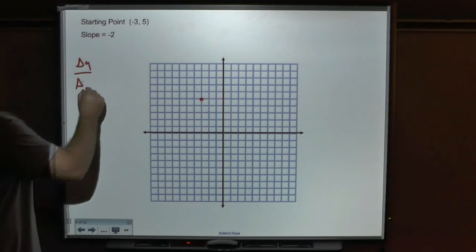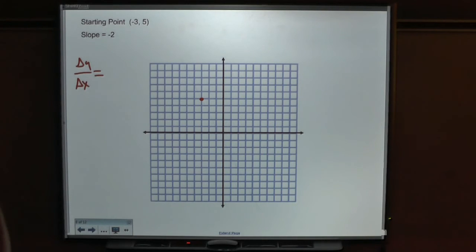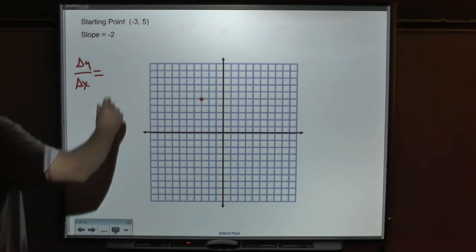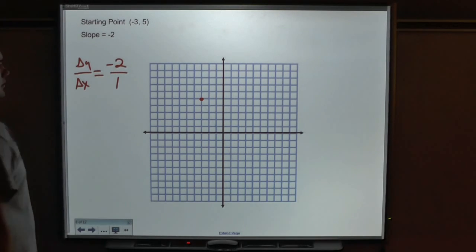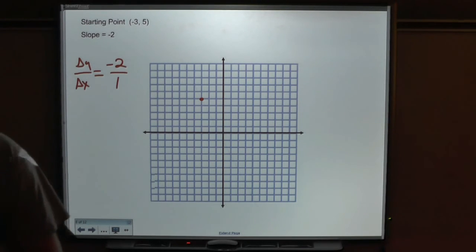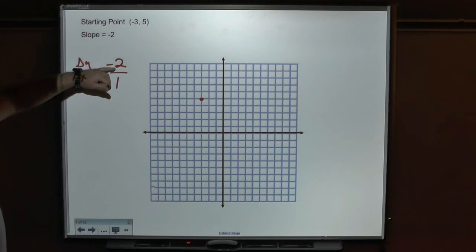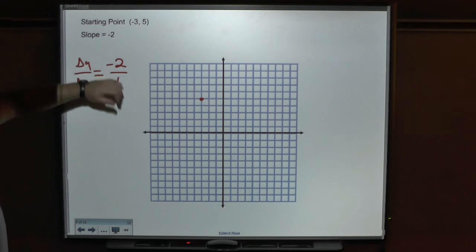Now, to graph a slope, anytime that you have it, you are going to write down again, change in y over change in x. Now, negative 2 is not a fraction like this is written, so you have to make it a fraction. You just make it a fraction by putting it over 1. What this means is negative 2 for your vertical change, so that means down 2 units. Your horizontal change is 1, so that means to the right 1.